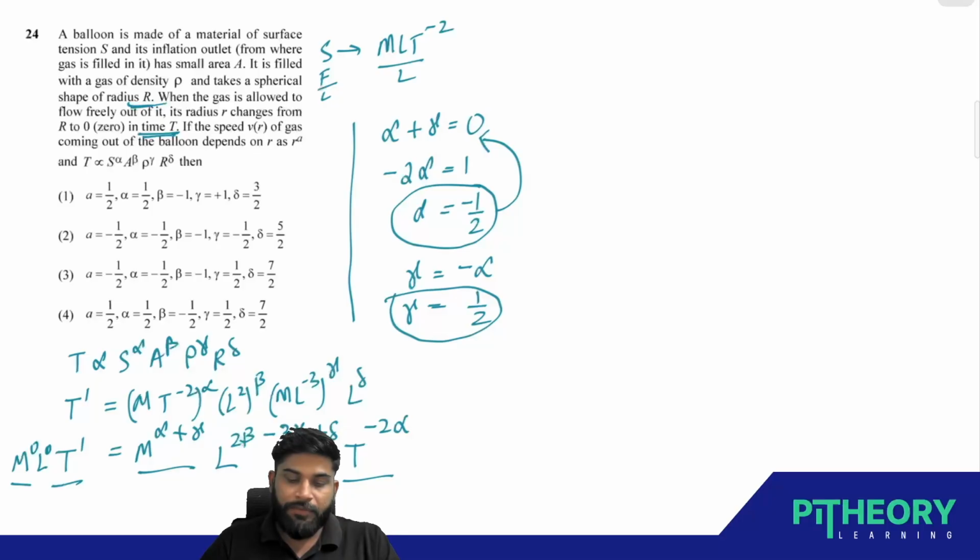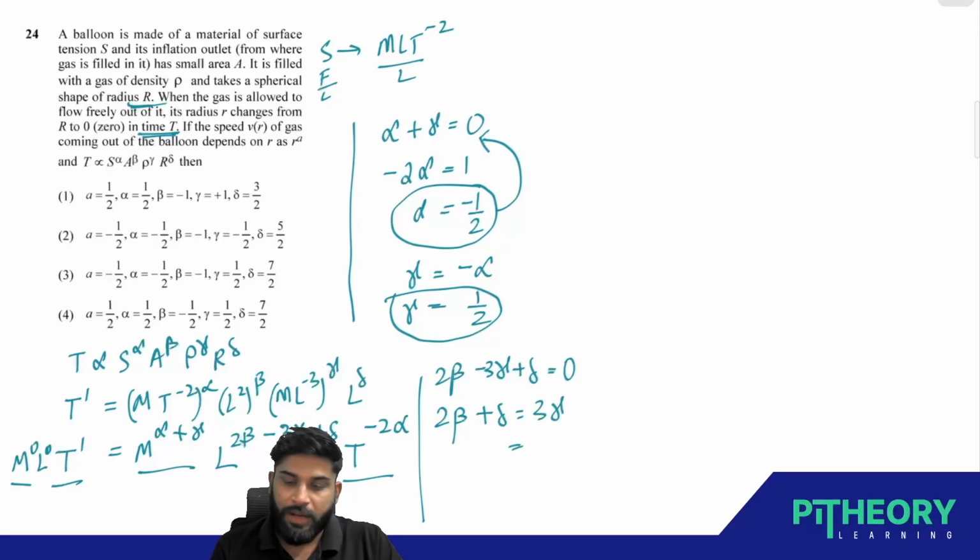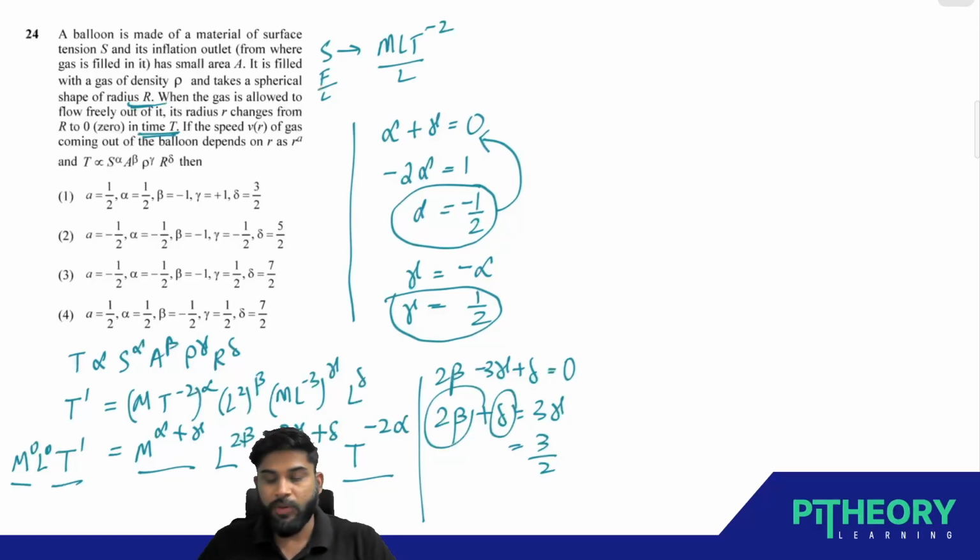See here, if we try to find the remaining terms, we will not succeed, because we don't have further relations that we can connect between these. If you compare the next term of the length, you'll be getting 2 beta minus 3 gamma plus delta. The maximum relation you can reach is 2 beta plus delta equal to 3 gamma, and gamma is 1 by 2, so you get 3 by 2. But again, there are two terms involved here. We cannot proceed after this basically.